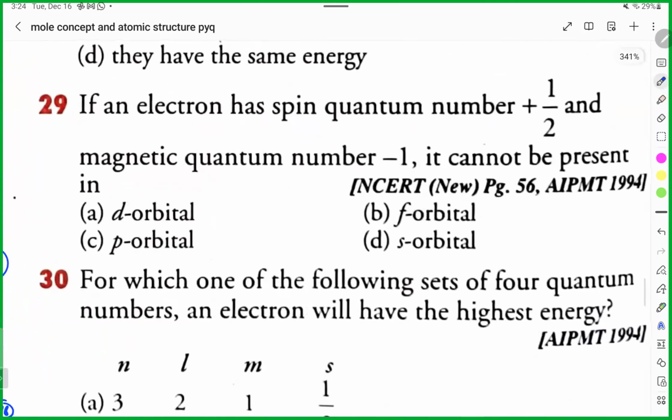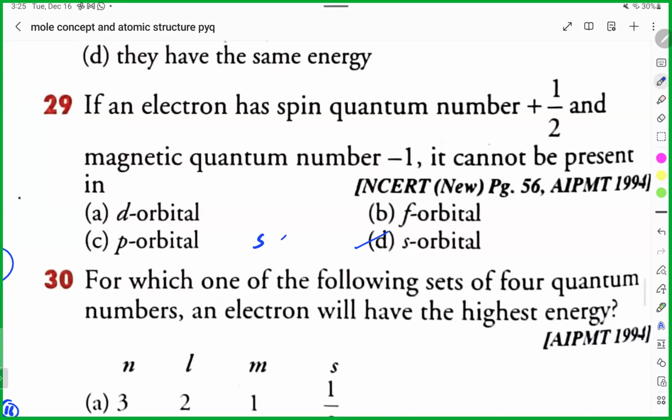Jordan, 29. Yes, sir, I'm reading it. So it can't be present in an s orbital. Yes, because in case of an s orbital, l value will be 0 and m value will be 0 only. So -1 is not possible in s.